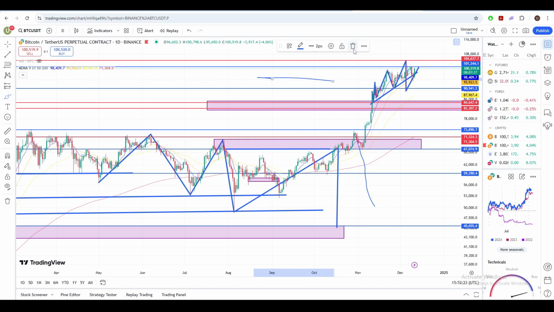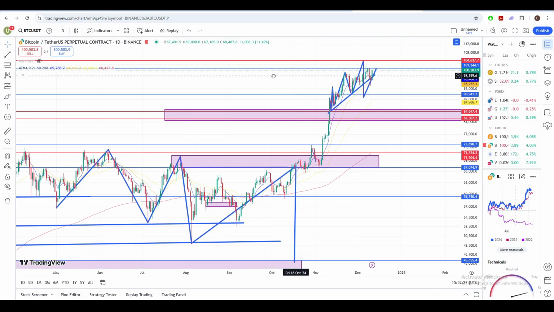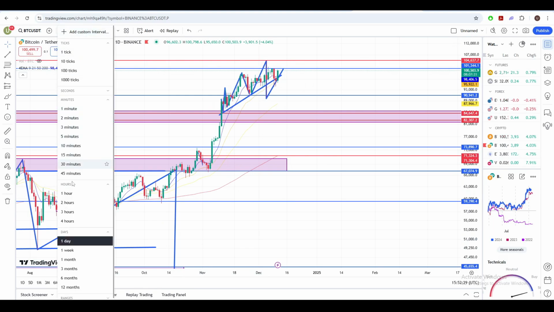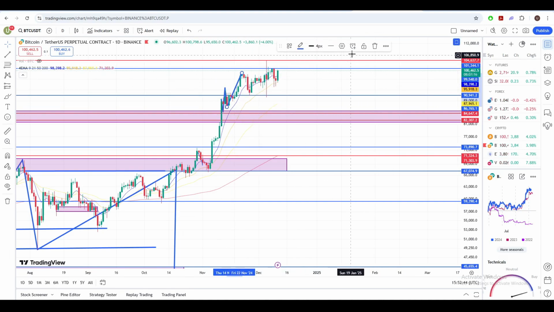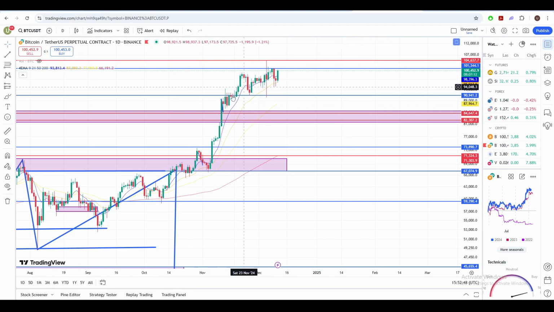So now let's move on to the market and see what Bitcoin is currently doing. Let me go into the daily chart first. Let me remove these so I can explain to you guys what's happening. This is the December 11th chart. Here we had higher highs, higher lows, higher highs, higher lows.